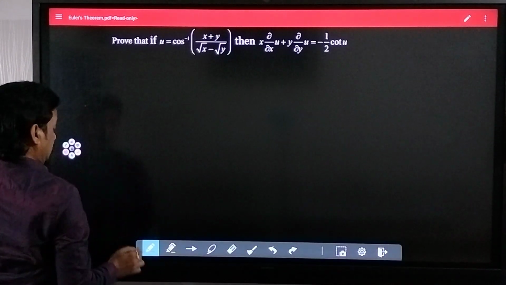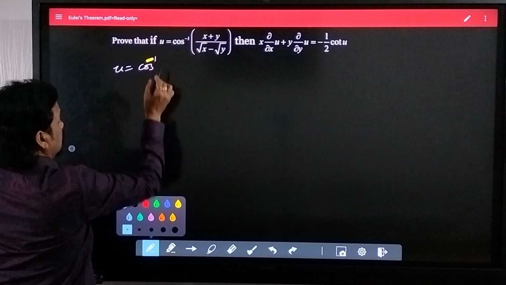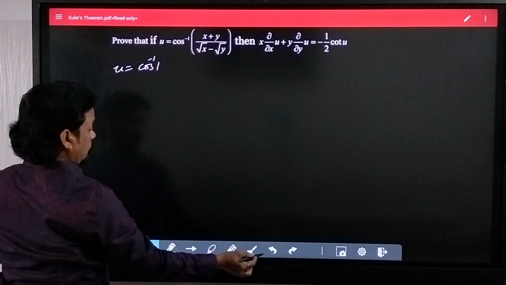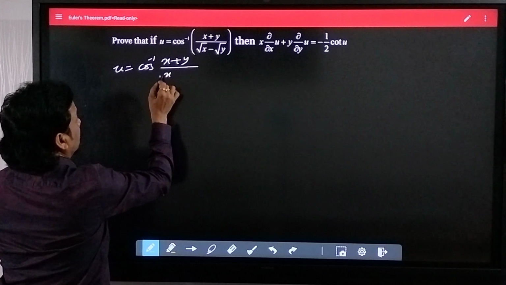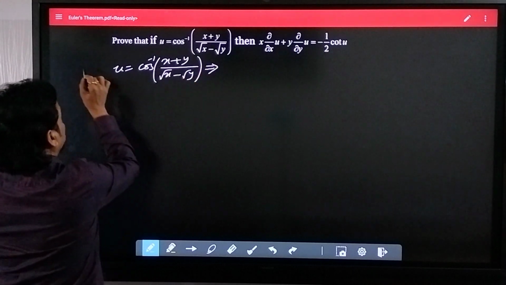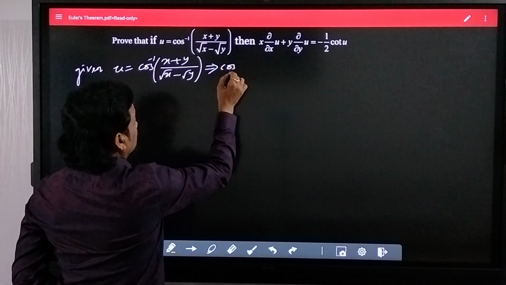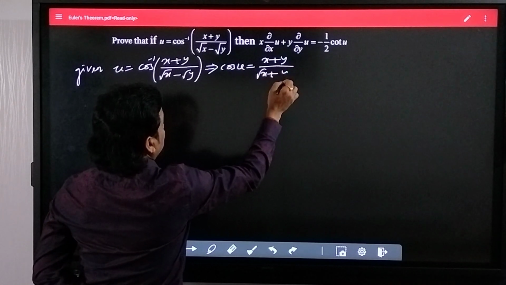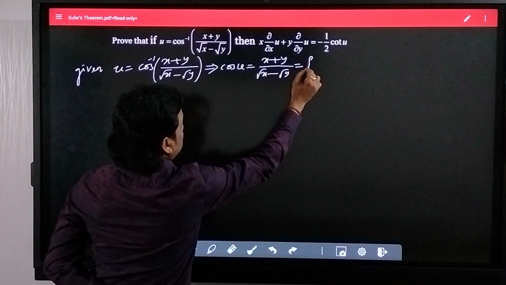Here it is given u is equal to cos inverse of (x plus y) divided by (root x minus root y). So it implies cos u will become (x plus y) by (root x plus root y) minus root y. Let it be f, say.